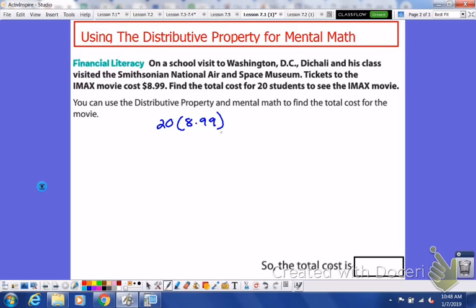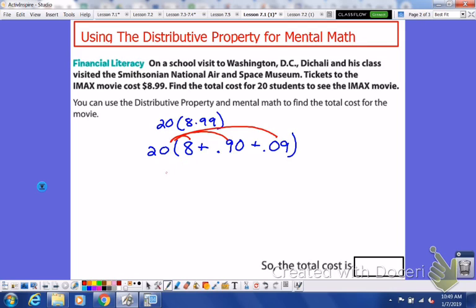So to do this mentally, remember our mental math from last chapter, we're going to think about how can I break up $8.99. So we have our whole number, $8 plus 90 cents plus 9 cents. So $8 plus 90 cents plus 9 cents gives us back our $8.99. Notice 90 is 0.90, 9 is 0.09. They're not both 0.9. And we have 20 students. So 20 is what we will be distributing. So 20 times 8, 20 times 0.9, and 20 times 0.09.